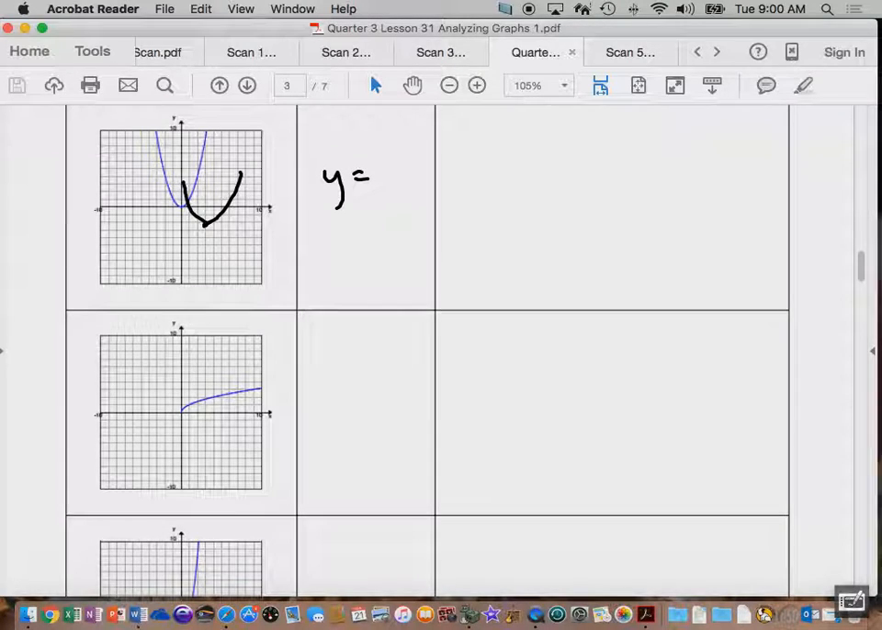What would it be, guys? Y equals (x minus 3) squared, then what? Minus 2. Yeah, vertical shift is always the same. This is the point positive 3, negative 2.